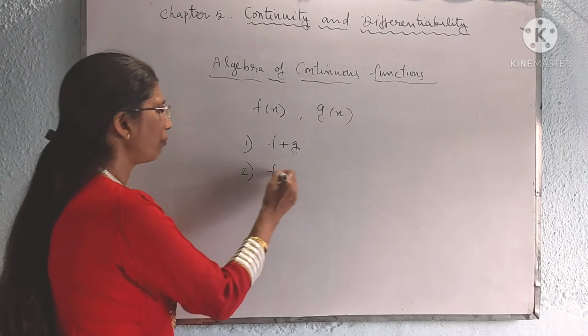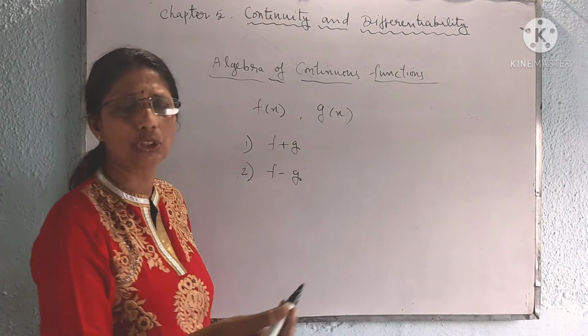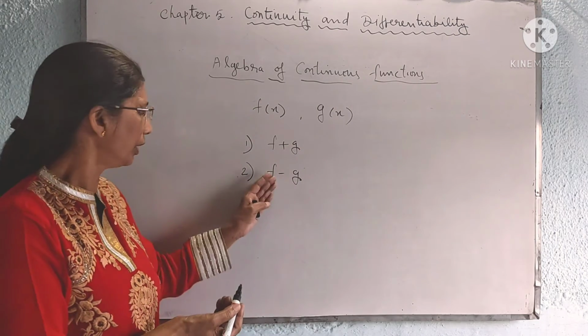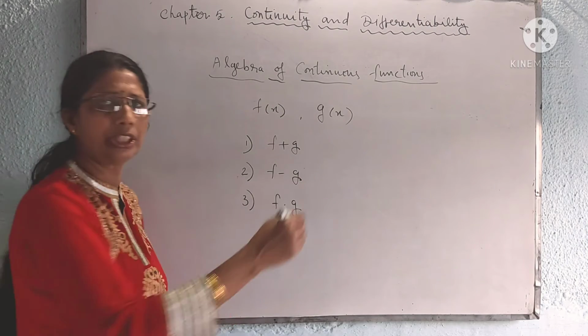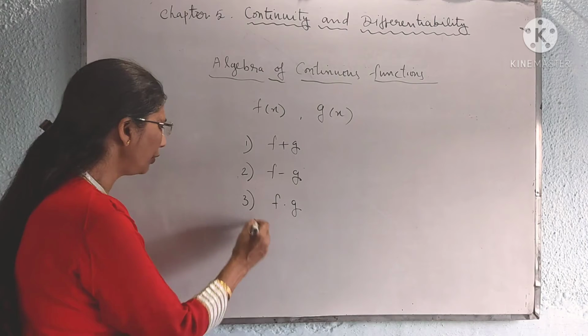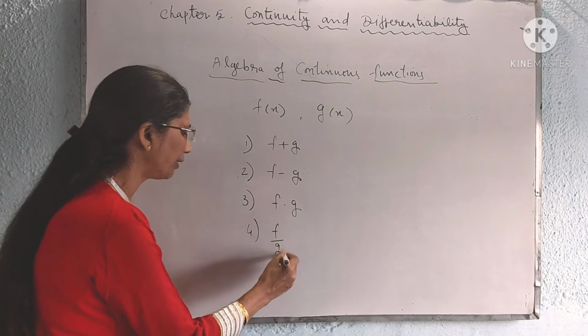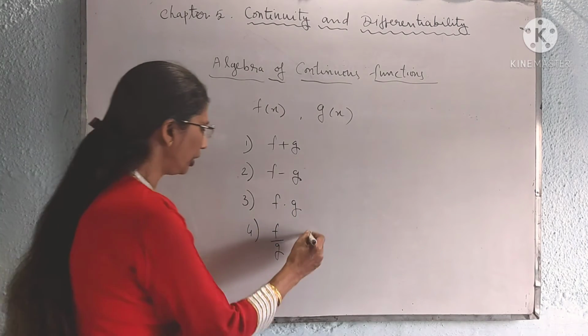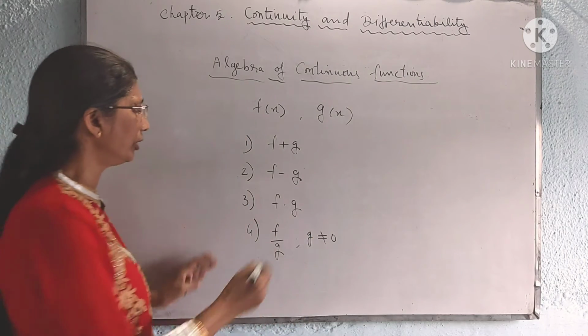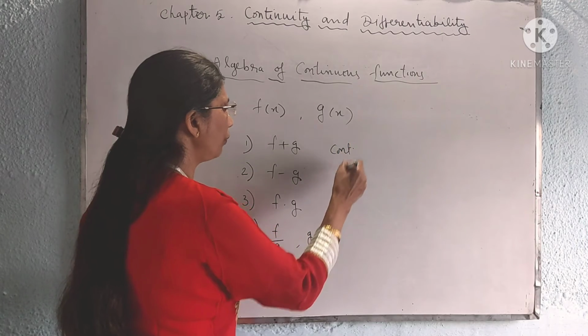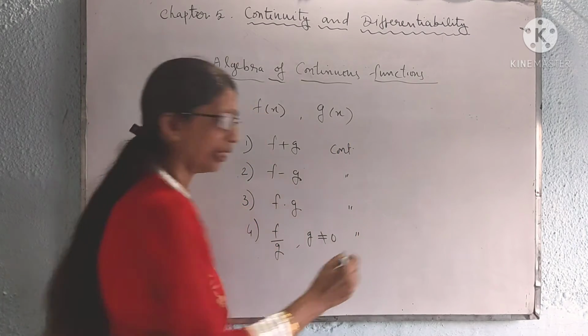And subtraction, f minus g, the difference is also continuous. And multiplication, f into g, is continuous. And their division also: f upon g is continuous when g is not equal to 0. Then it is continuous. These are the conditions.